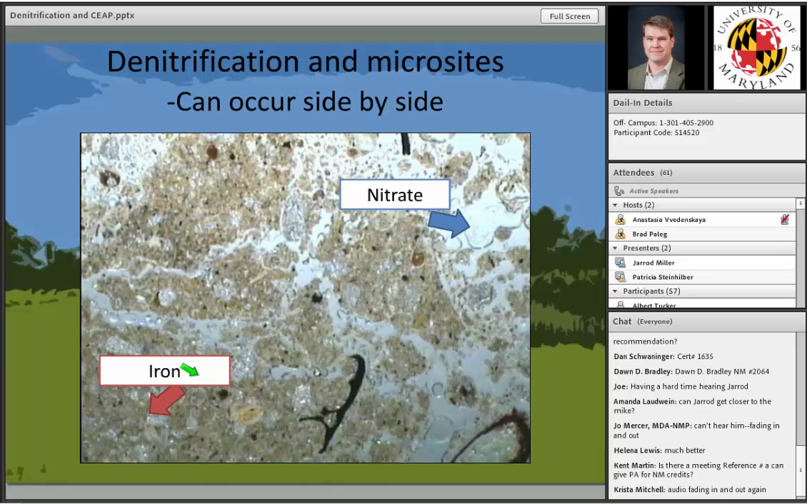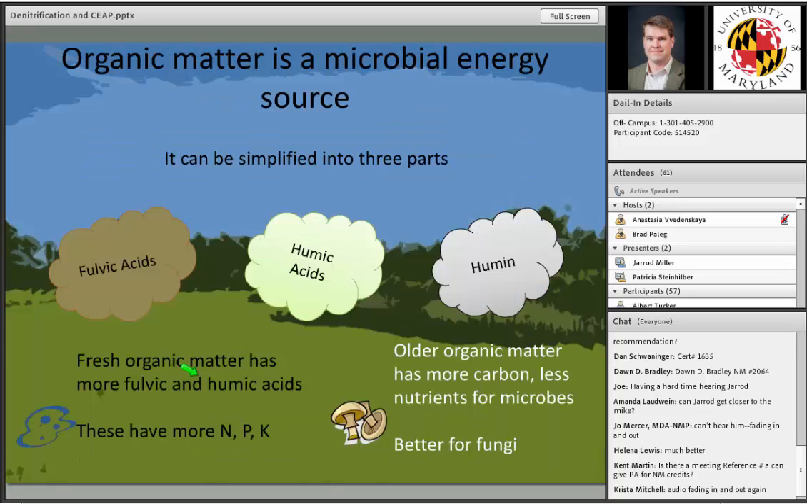So organic matter is a microbial energy source. It's what they're eating to produce their energy. It's what Trish mentioned, those carbon bonds, the electrons in there. They help them get the energy.